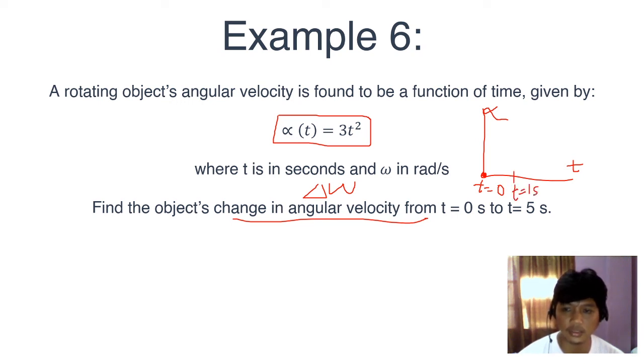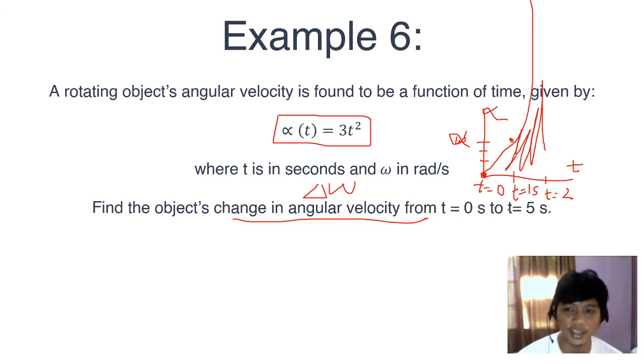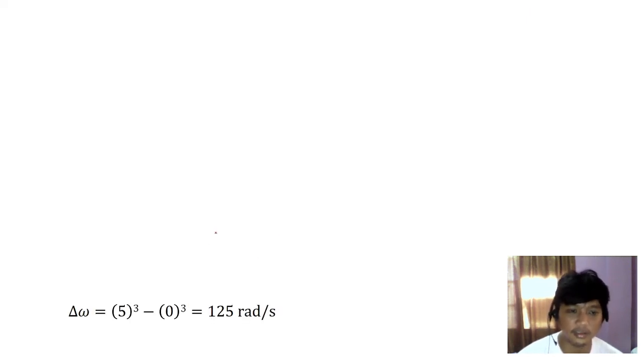The angular acceleration changes. For t equals 1, alpha is 3. For t equals 2, it's 12. So it really grows very steeply. We're calculating the area under that. We can't use a simple area formula. We need the integral.